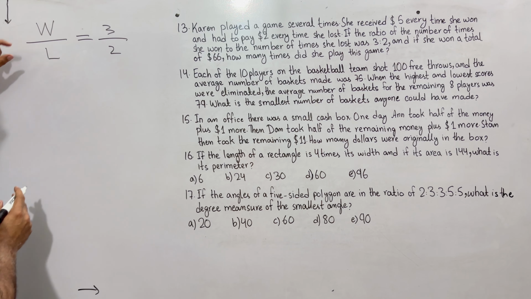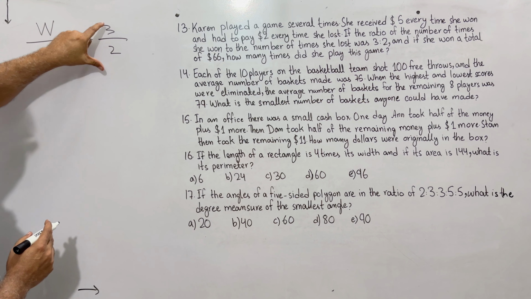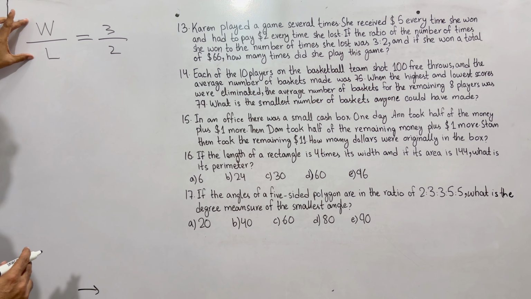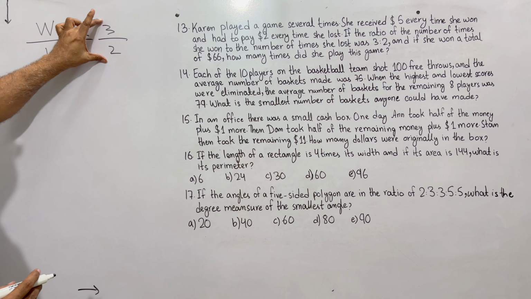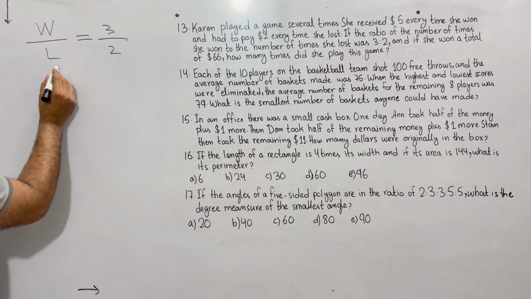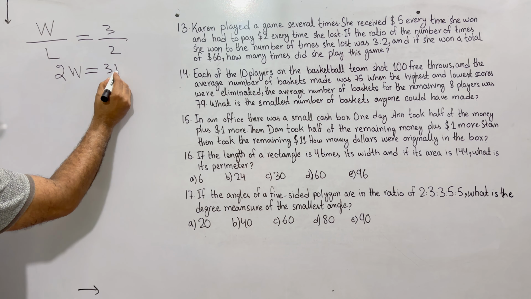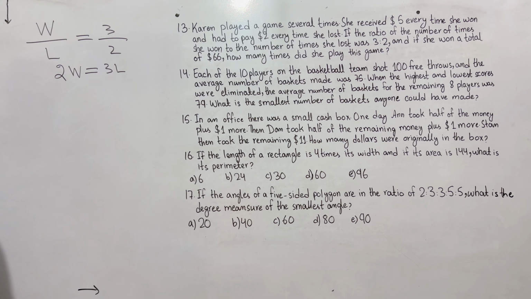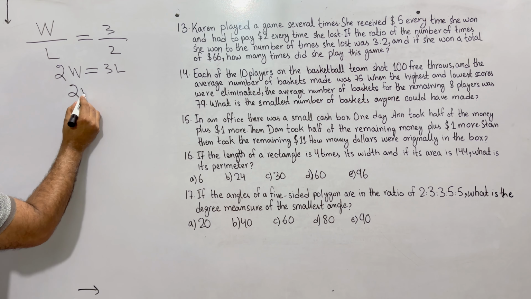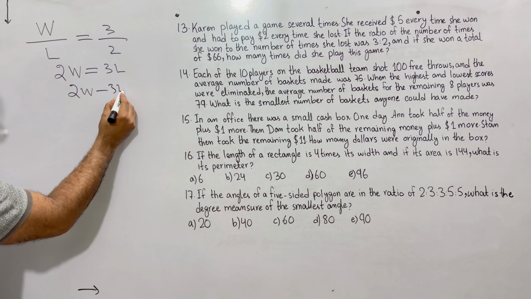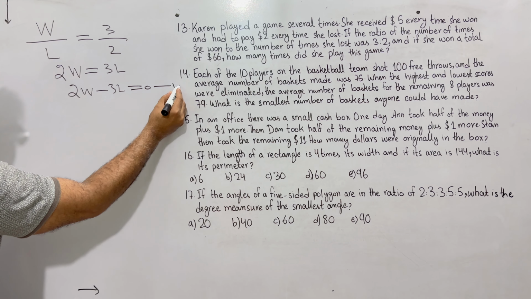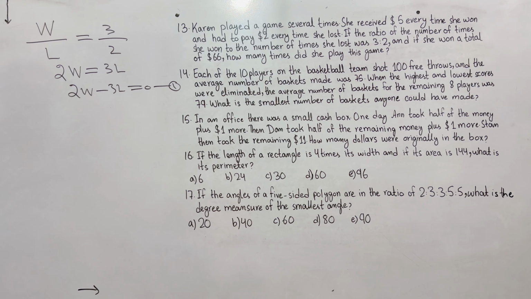Again, ratio of win and loss is 3:2. Cross multiply. I am going to have 2 times W is equal to 3 times L, or I can write 2W minus 3L is equal to 0. This is my first condition, based purely on the ratio of won and loss that is given to us, that is 3:2.